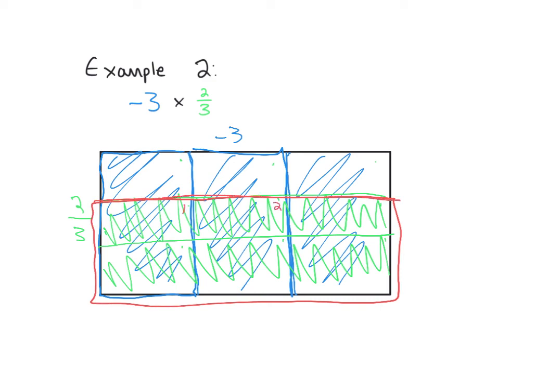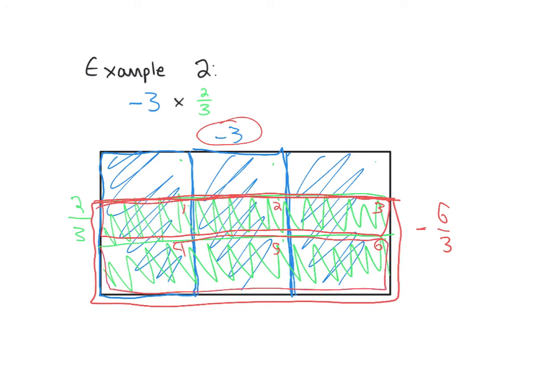So we have 1, 2, 3, 4, 5, 6 thirds. But let's remember that those blues represent 3 negatives. So this is actually negative 6/3. And of course that can be reduced down. We can say, well, here is 3/3, so that's 1. Here is 3/3, so that's 2. So this can actually be simplified to negative 2. I'm happy with either of those. So negative 3 times 2/3 equals negative 6/3 or negative 2.